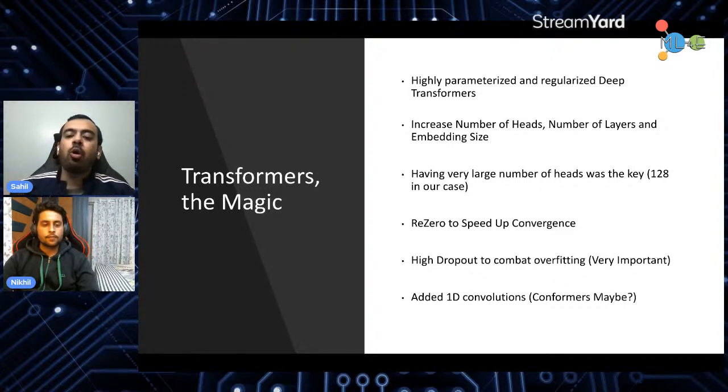The underlying building block of the conformer is a multi-head attention layer combined with 1D convolutions. So we got inspired by the same idea: since we are working on a 1D time series problem and we are using transformers, why not add conformers also? This was the inspiration behind why we tried 1D convolutions. I'll move to the next slide, Nikhil.